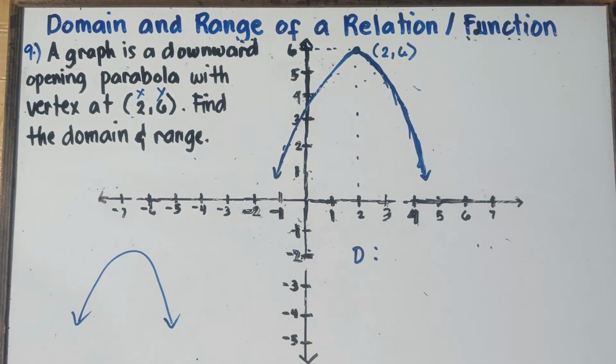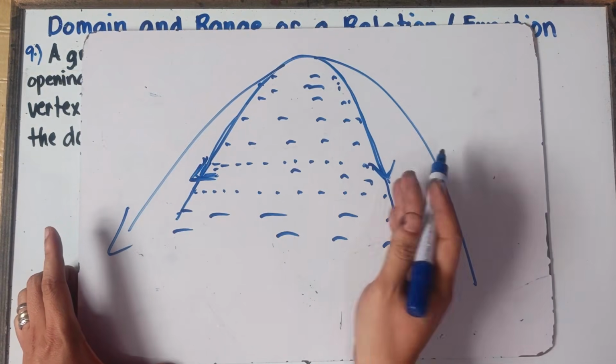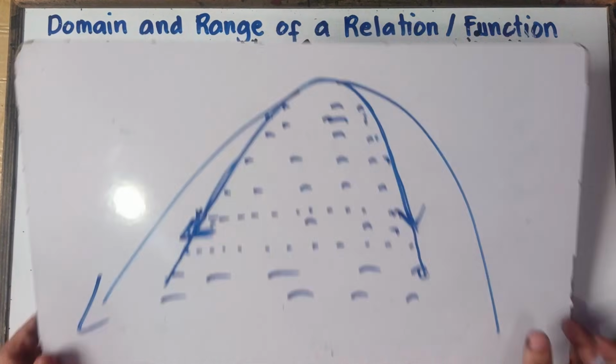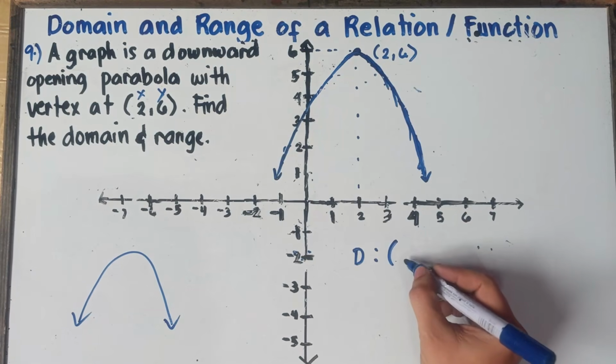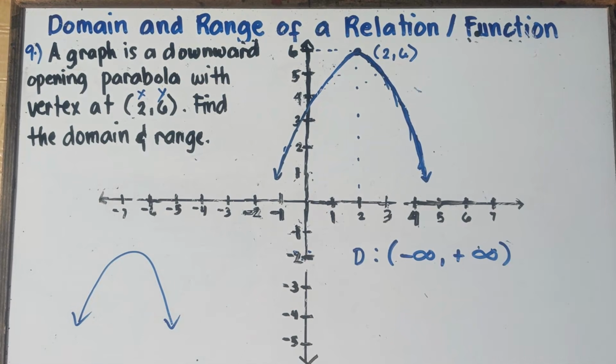Why is that, sir? Because the arrow will extend infinitely going to the left and then going to the right. So therefore, the domain would be from negative infinity, comma, up to positive infinity. All of the numbers, class, are included.